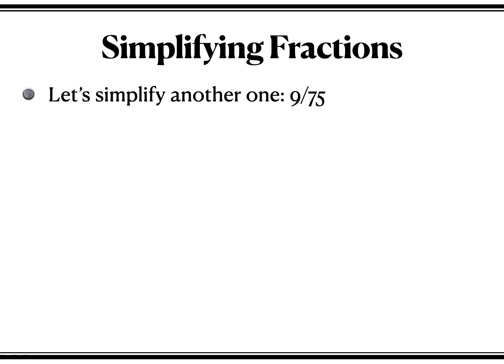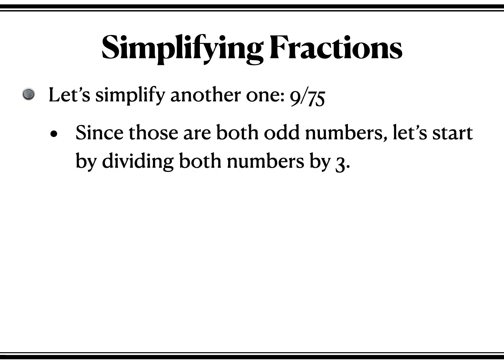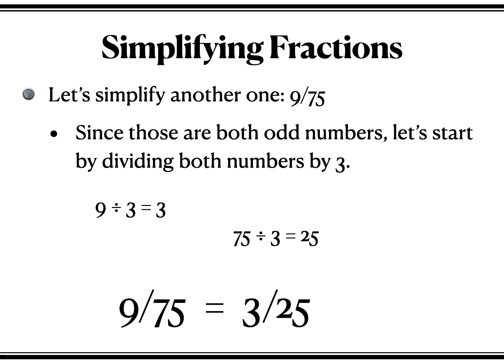Let's simplify another one. 9 over 75. I know it's not a very pretty fraction, but let's work with it. Since those are both odd numbers, let's start by dividing both numbers by 3 and see if that works. 9 divided by 3 gives us 3. 75 divided by 3 gets us 25. 9 over 75 becomes 3 over 25. Oh, look, it's already simplified. We can't take it further.